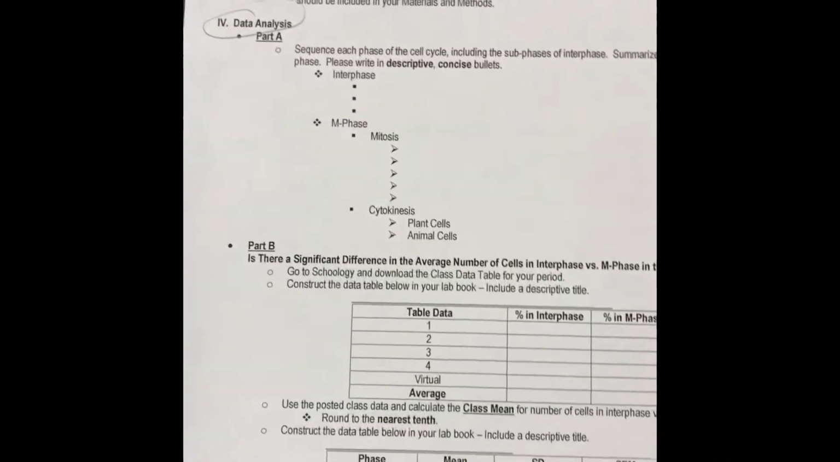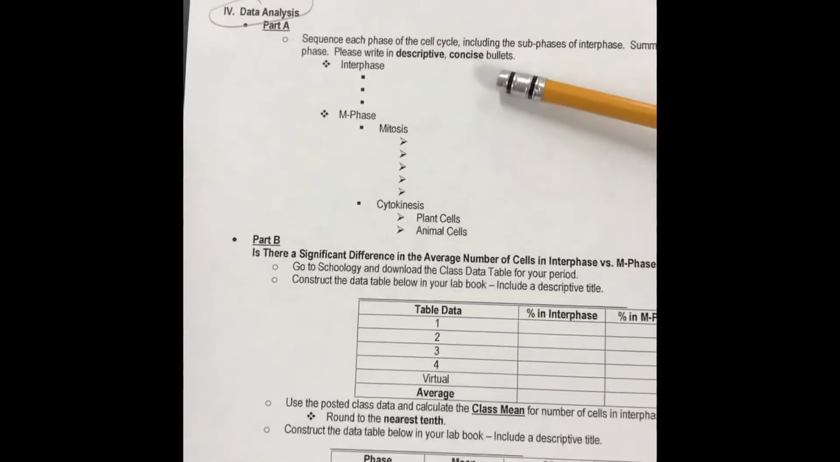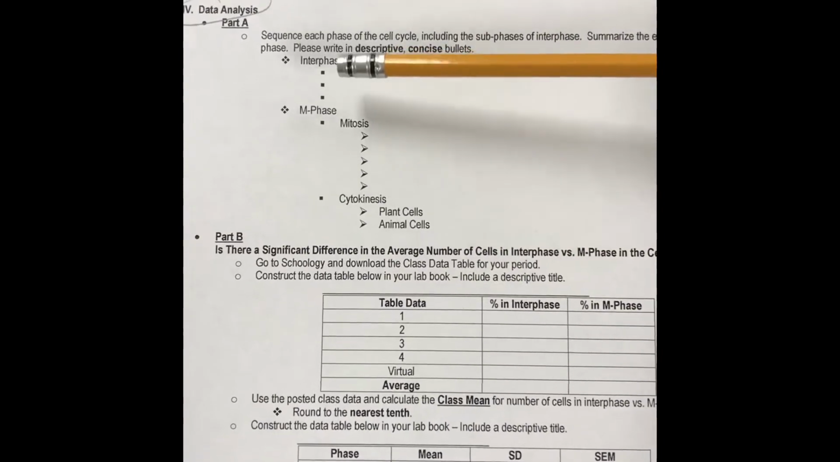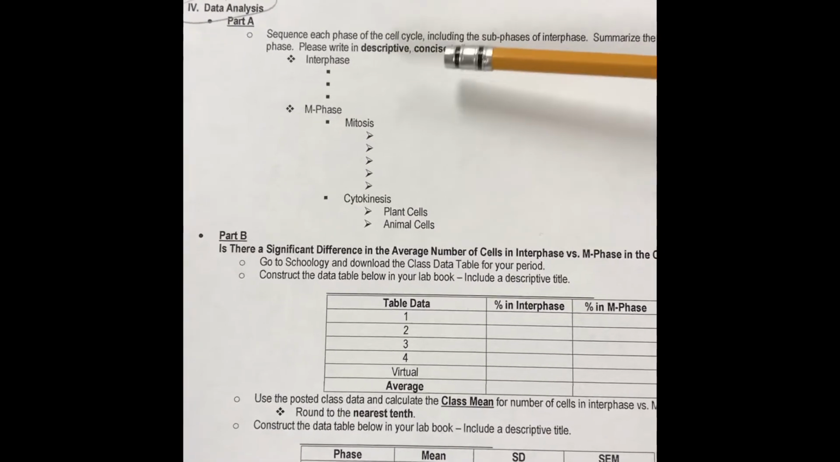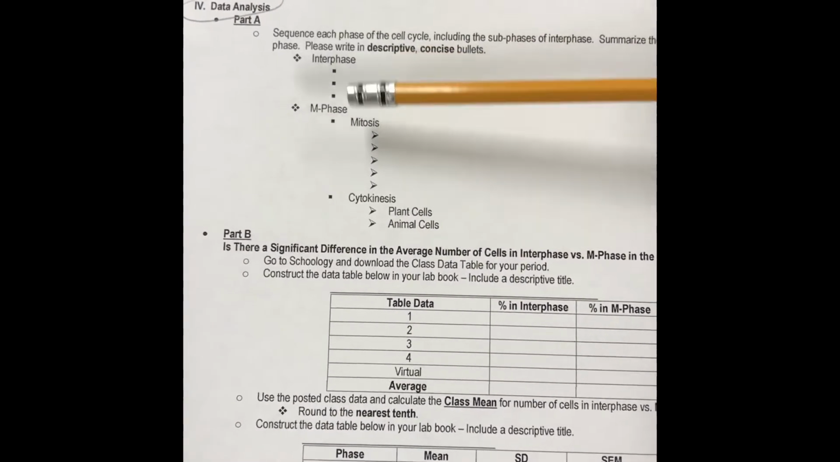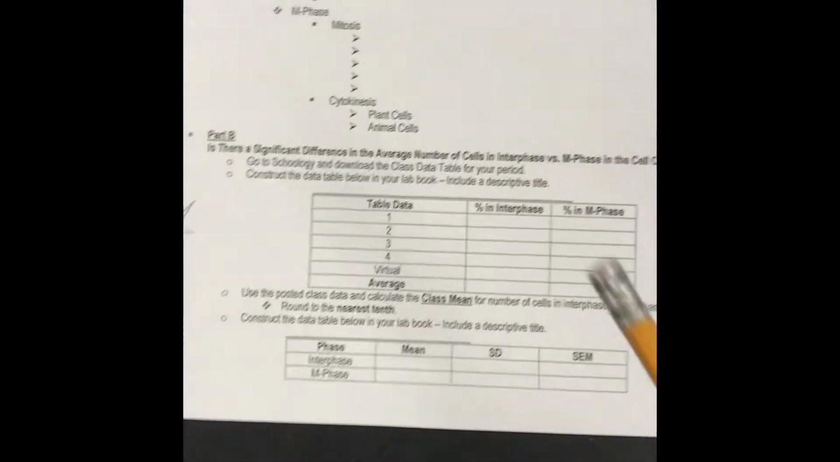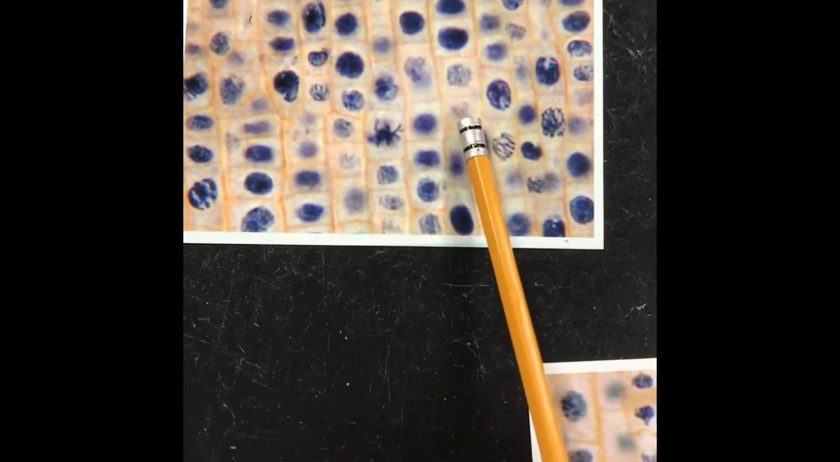The data analysis. Okay, for part A, there's really not much to do other than vocabulary. I want you to use your notes and then break down in short, concise, descriptive bullets what's going on in interphase versus M phase. This is the part, I'm going to put a star by this. Part B, data analysis, is what we're using this data for, okay?